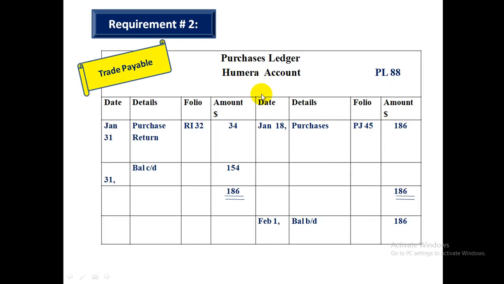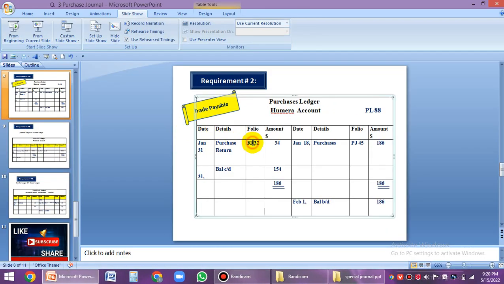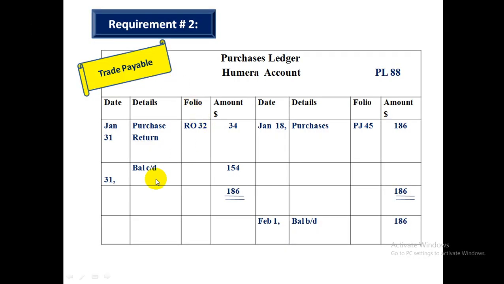Let's talk about Humaira's account. We purchased goods of $186 on January 18. We returned her goods of $34. The information is given to us through return outward journal, which we posted here. Out of 186, goods of 34 are returned. We still owe $154 to Humaira. This is our balance carried down. Both sides will be equal. 154 carried down will become brought down on the 1st of next month. It means we still owe $154 to Humaira.